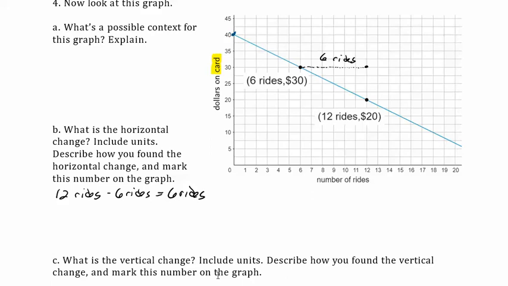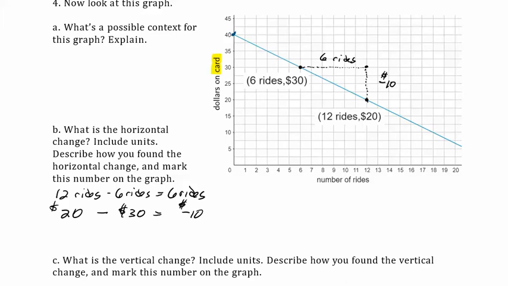Now, what is the vertical change? If I do the vertical change here, I went from $30 down to $20. So notice I lost money. That is a loss of $10. The vertical change, I would want to go $20 minus... oops, backwards, $30. Sorry, just got ahead of myself. 20 minus 30 is negative 10.